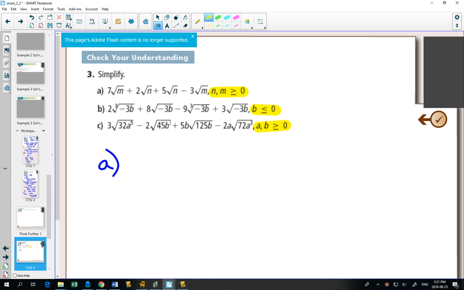In part A, do we have any like terms or like radicals? Yes. We have 7 root m minus 3 root m's, which would leave us with 4 of them. We have 2 root n's plus 5 root n's, giving us 7 root n's. Can we put these together? No. We're done.